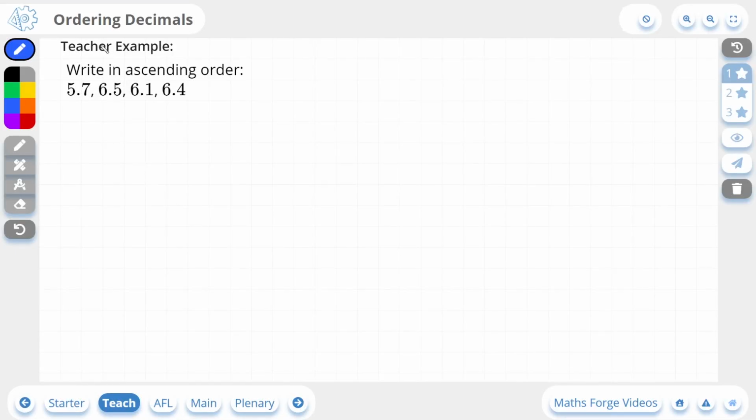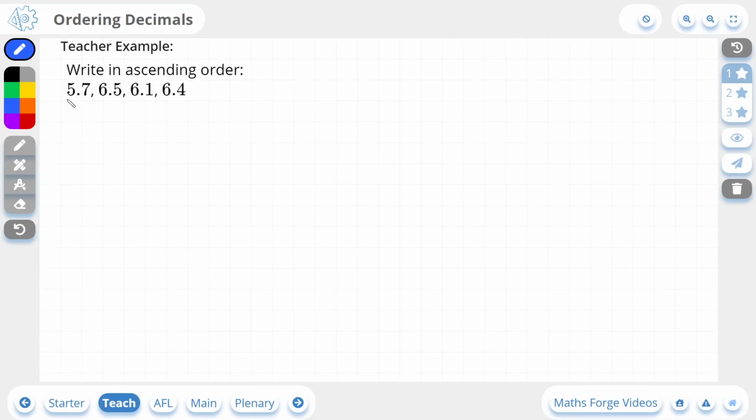In today's lesson, we're going to be ordering decimals. So let's take a look at our first example. We're being asked to write in ascending order the following numbers. Ascending means smallest first, largest last. You always start from the left-hand digit.